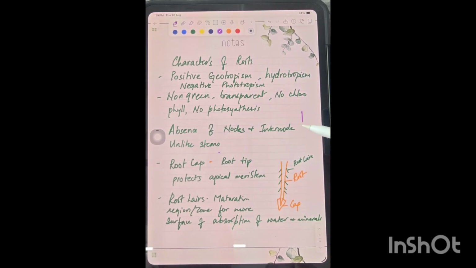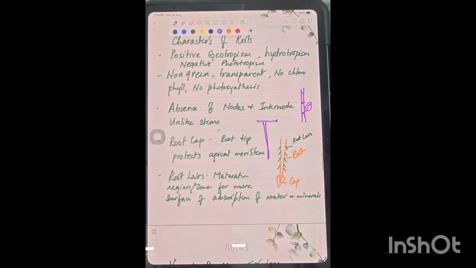When you see the structure of the stem, you will find that there are nodes and internodes, and from the nodal region the leaves arise. But in the roots you will not see nodes and internodes, only a very simple hair-like structure which is present at the base of the plant in the soil.